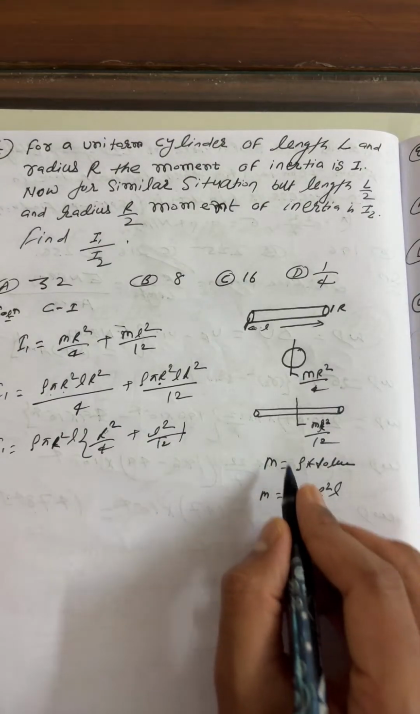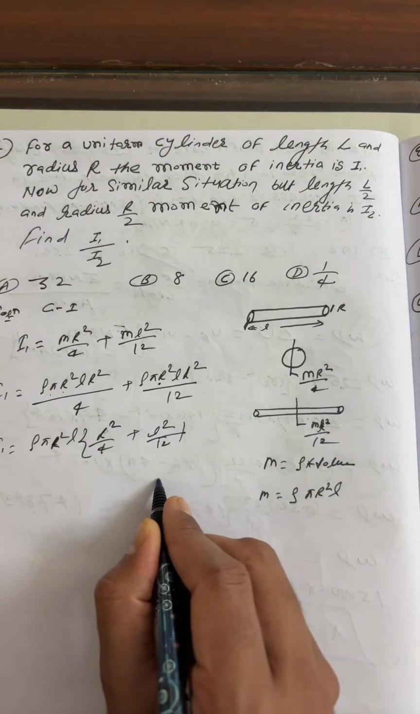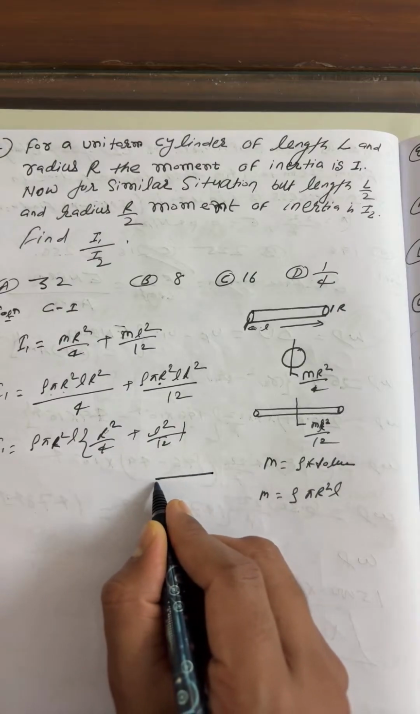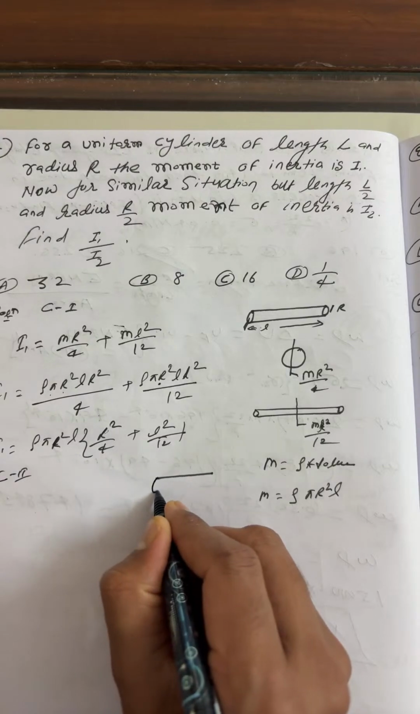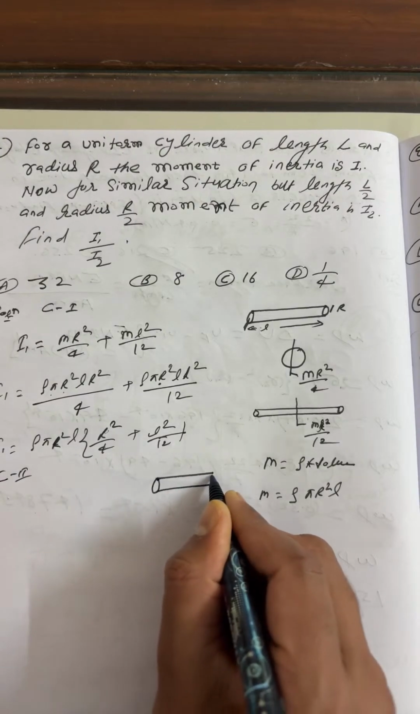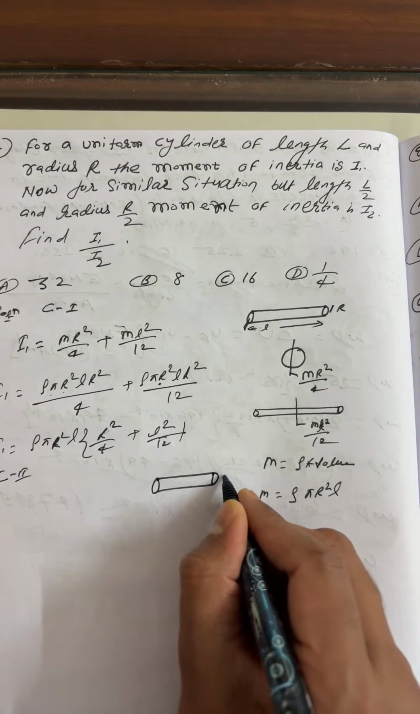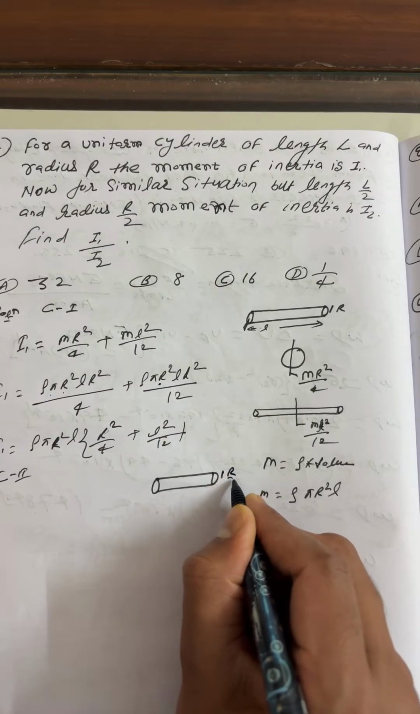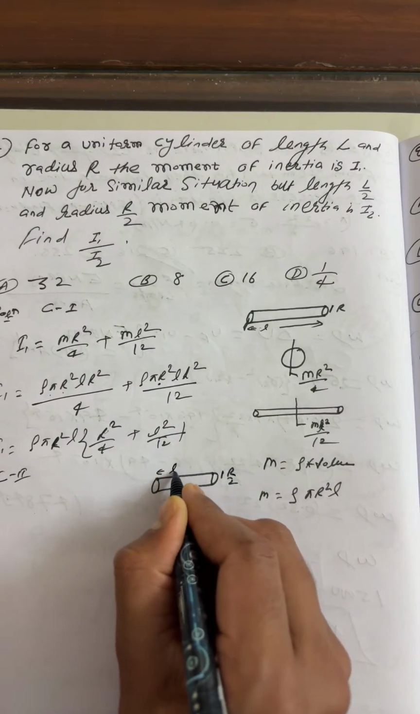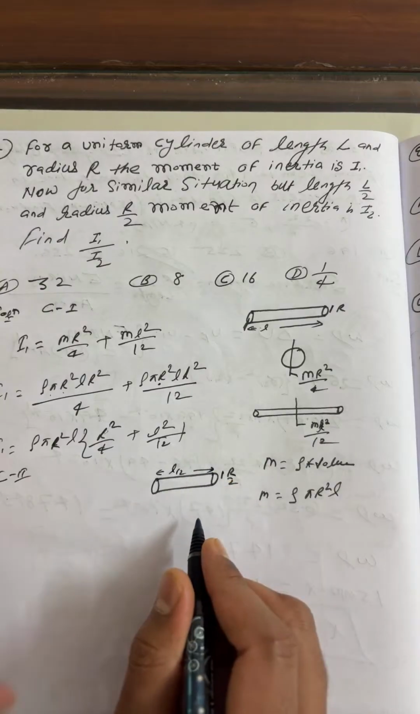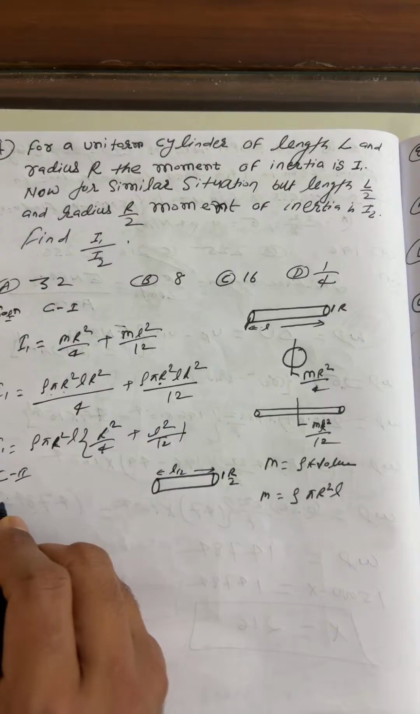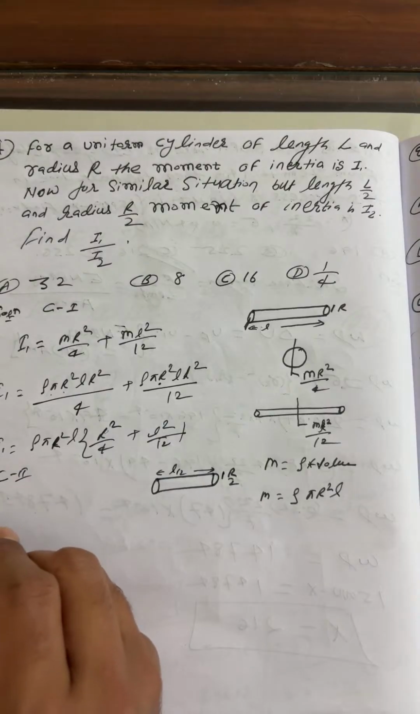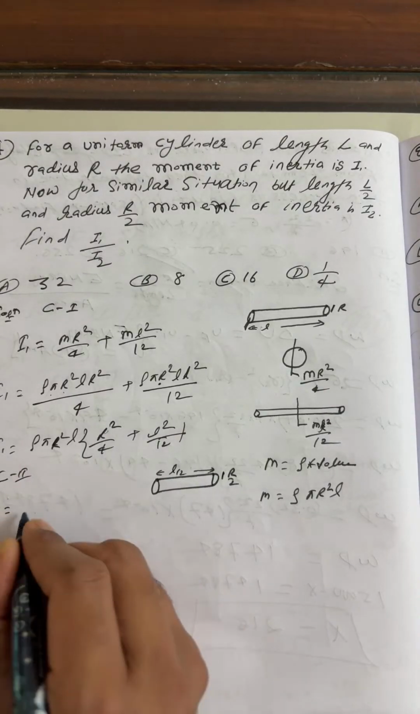For I2 there is a different situation, my dear. This is case 2. There is a cylindrical rod whose radius is r by 2 and whose length is also L by 2. Simply, we can again find the moment of inertia here. This is what is called I2.